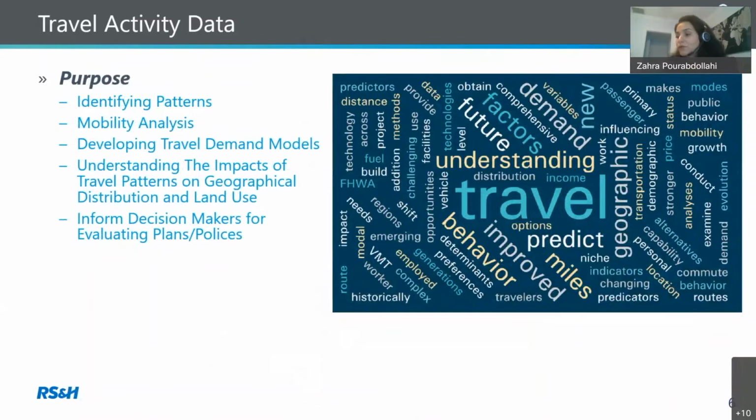These data can be used for several purposes, from identifying the travel patterns to mobility analysis, developing travel demands for both passenger and freight, and understanding and evaluating the impacts of the travel on geographical distribution and built environment. They can also support decision makers and officials from regional, state, and even national agencies for transportation related planning and policy making.